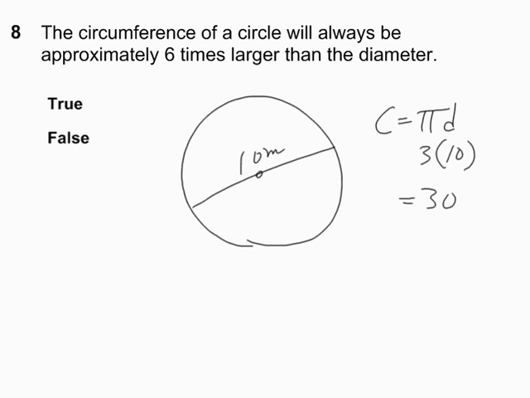So the circumference, according to my calculations, should be 30 units, in this case 30 meters. Is that 6 times larger than the diameter? No. Since the diameter is 10 meters and the circumference is 30, it's only 3 times larger than the diameter. So the answer is false.